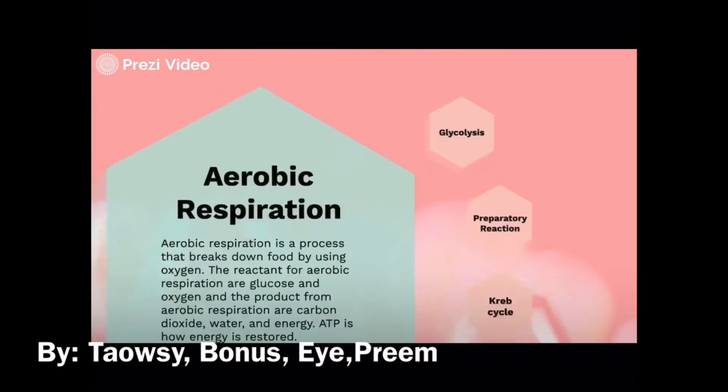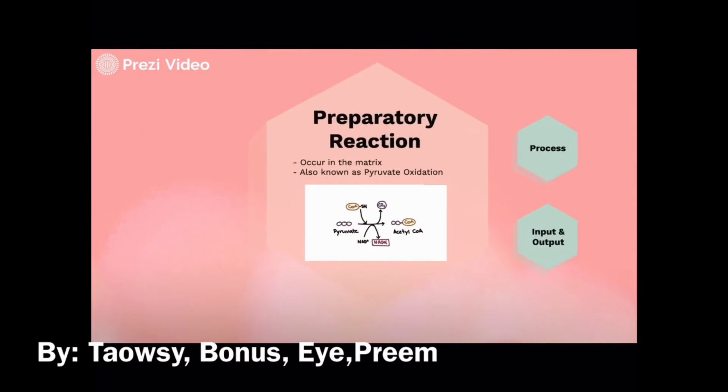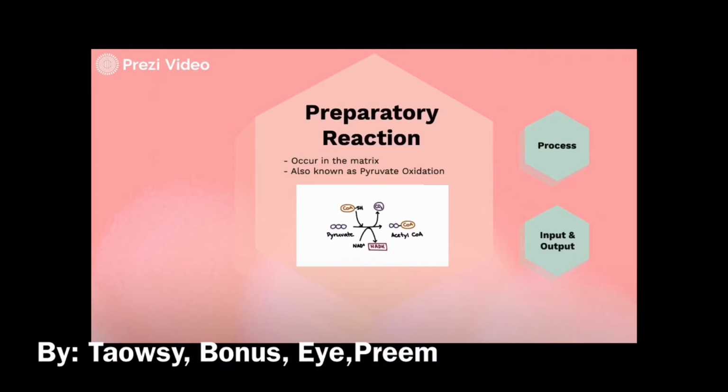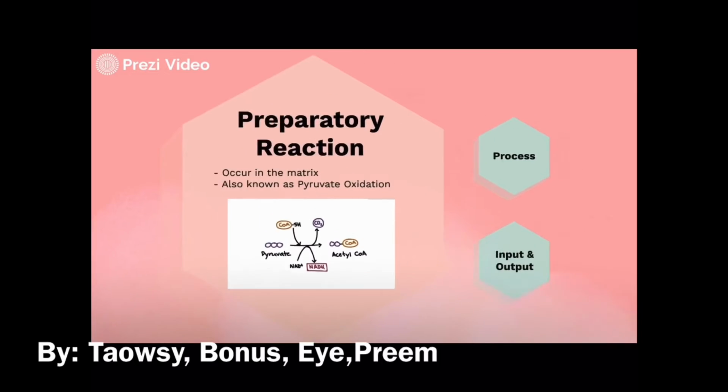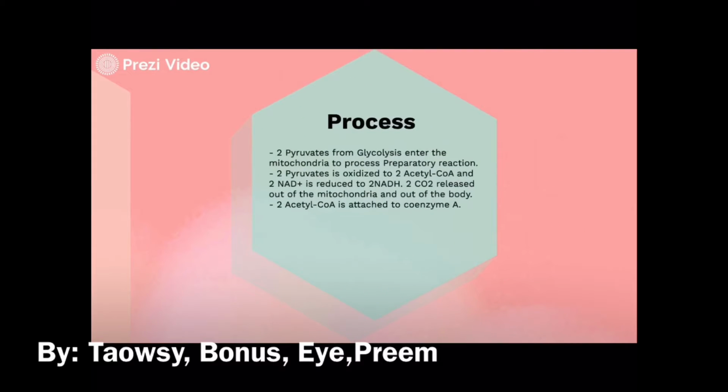For the preparatory reaction, this is the second step in cellular respiration. It occurs in the matrix of the mitochondria. It's also known as pyruvate oxidation. The picture down here shows how the preparatory reaction works. In the process, there are 3 main parts. First, 2 pyruvates from glycolysis enter the mitochondria to process the preparatory reaction.